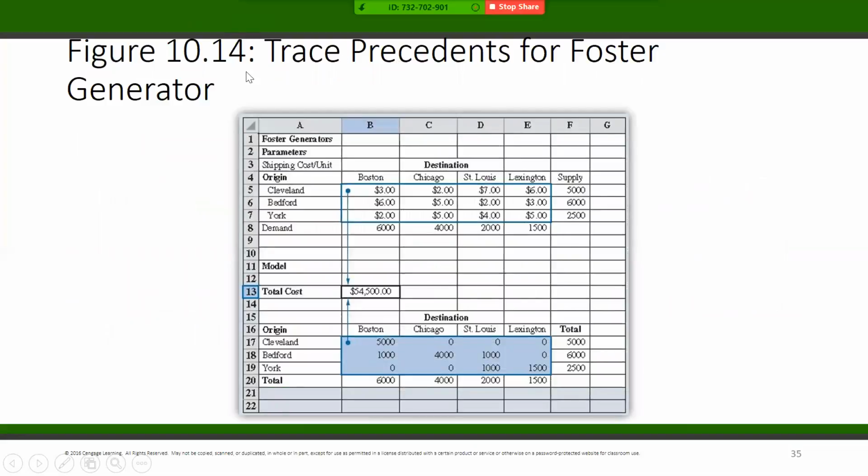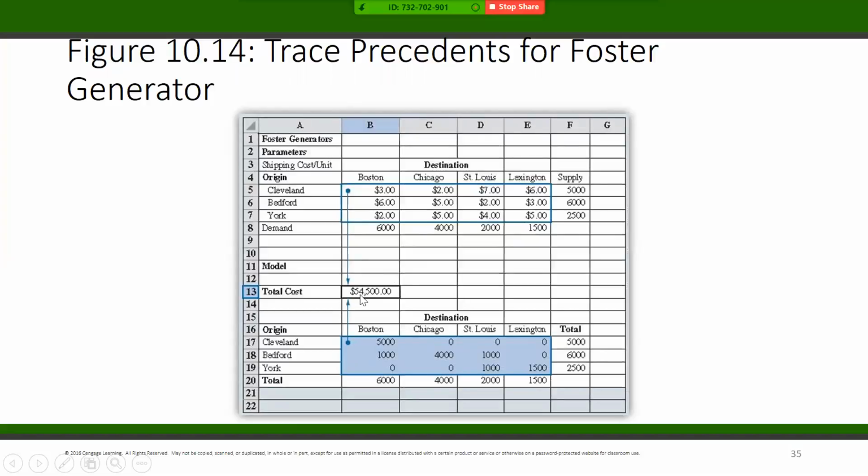All right, so this is trace precedence for Foster generator. Here we have opened the Foster generator's Excel file, and we've selected cell B13. B13 is our total cost. And we click the trace precedents button in the tab before. So trace precedence, we've clicked that.